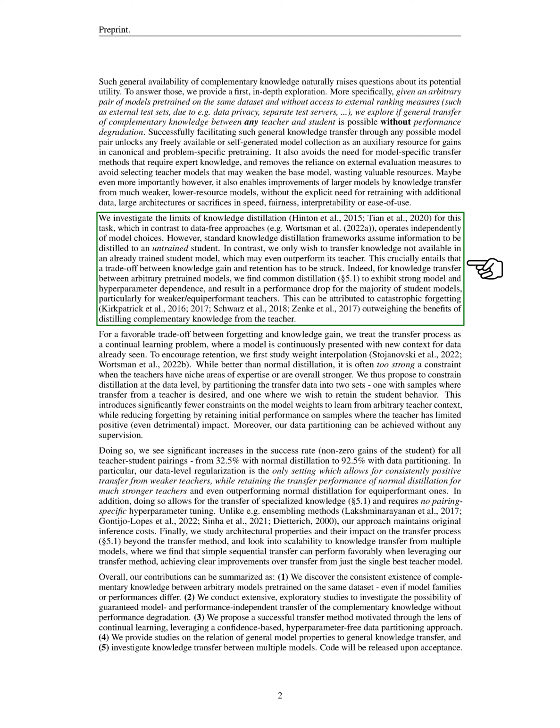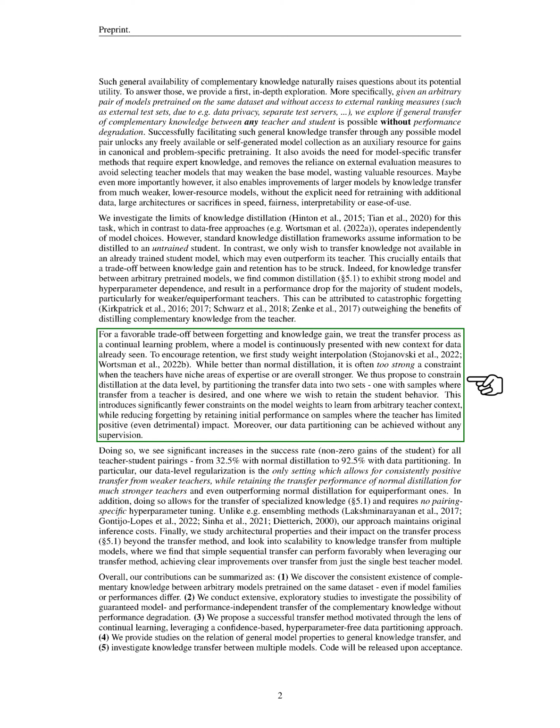For knowledge transfer between arbitrary pre-trained models, we've found that common distillation often results in a performance drop for the majority of student models, particularly for weaker or equally performing teachers. This can be attributed to catastrophic forgetting outweighing the benefits of distilling complementary knowledge from the teacher. To strike a favorable balance between forgetting and knowledge gain, we've treated the transfer process as a continual learning problem. We've studied weight interpolation to encourage retention. However, it often imposes too strong a constraint when the teachers have niche areas of expertise or are overall stronger.